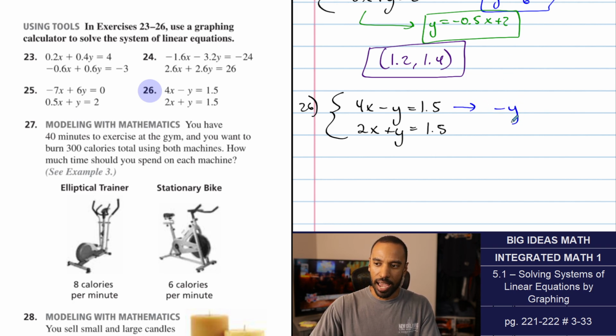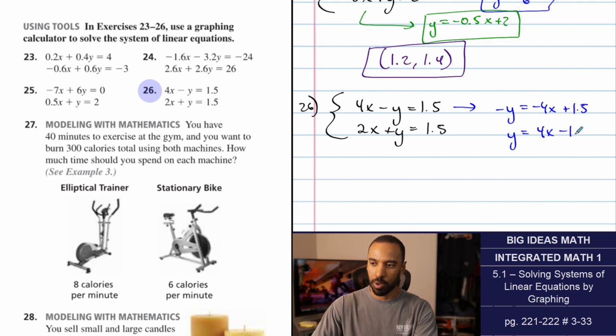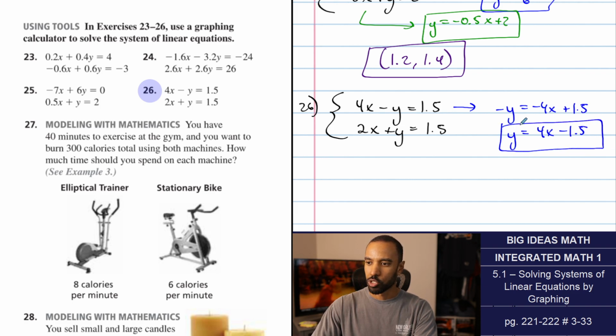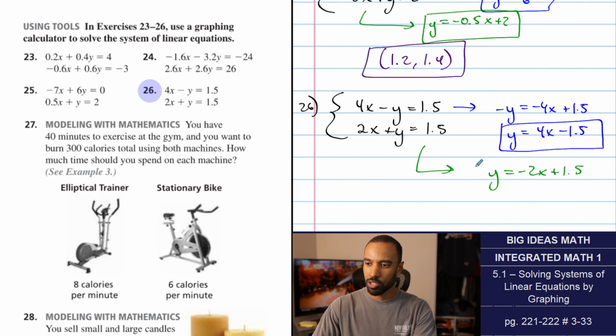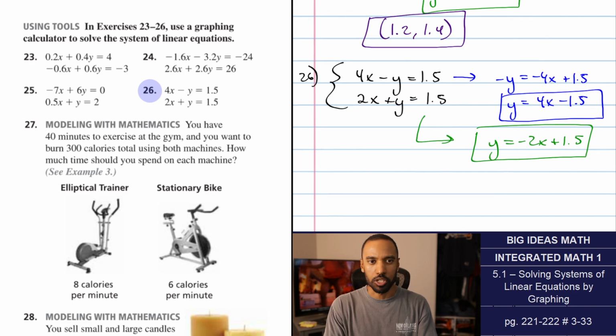So if I subtract 4x from both sides, what am I doing? If I subtract 4x from both sides and divide everything by negative 1, then all the signs switch. So y equals 4x minus 1.5. On this one, if I just subtract 2x from both sides, I get y equals negative 2x plus 1.5, like so. 4x minus 1.5, negative 2x plus 1.5.